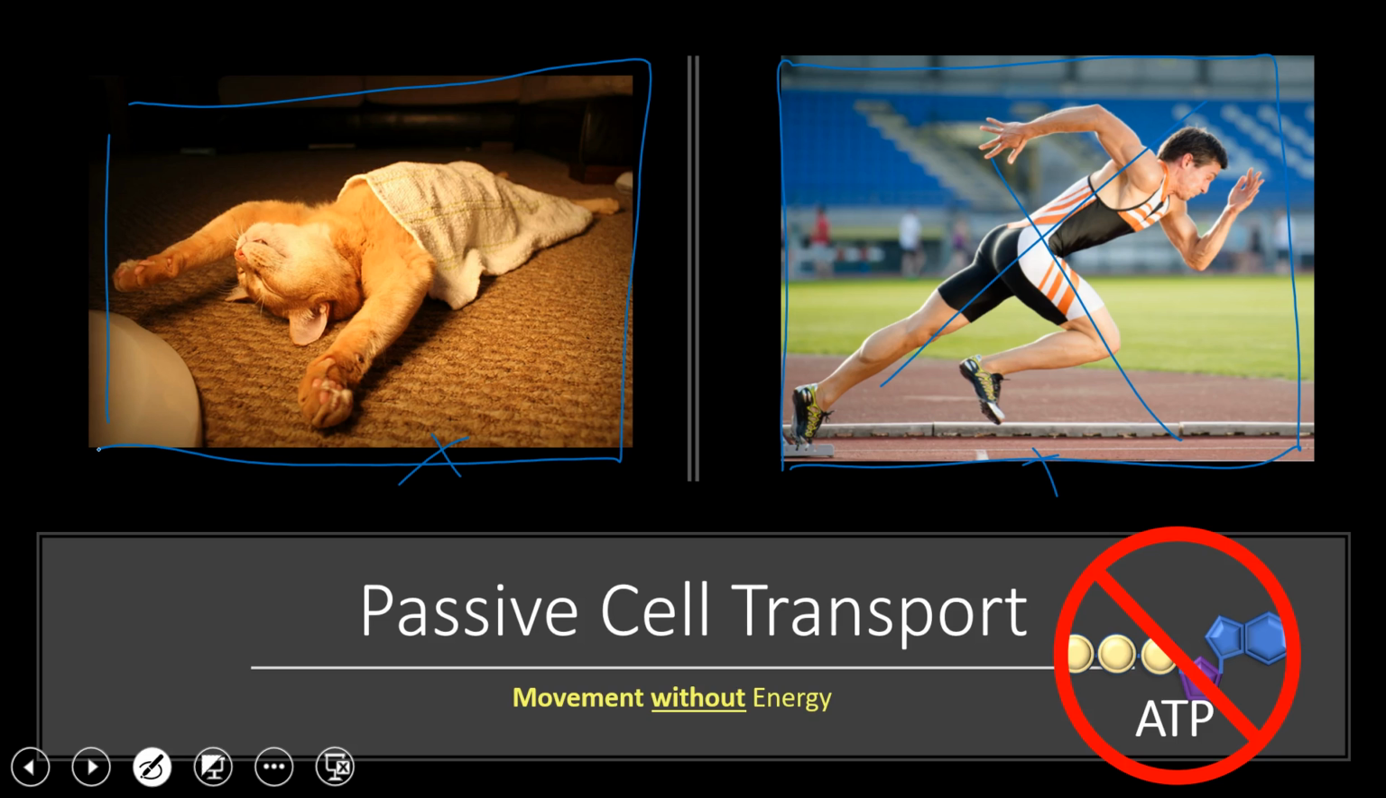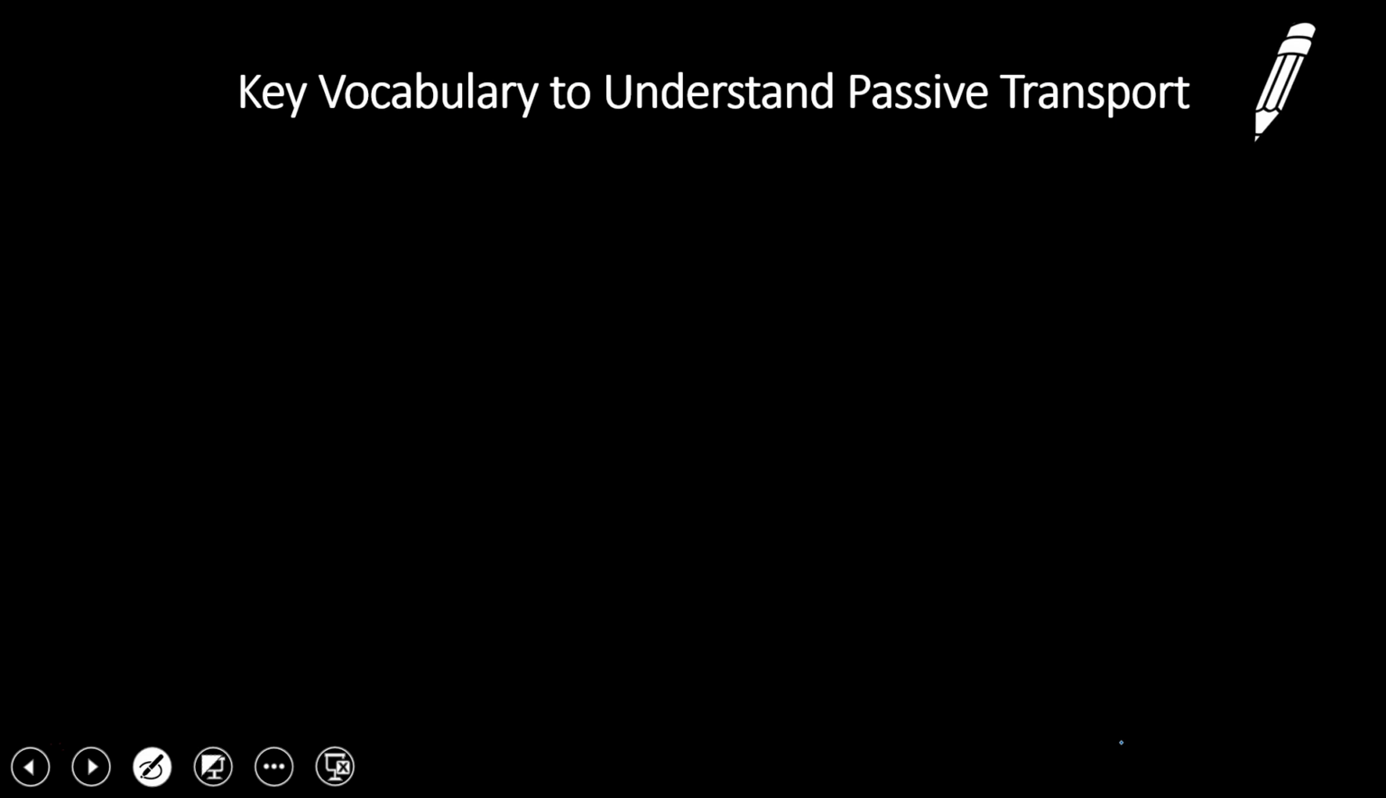And later on, we're going to talk about this molecule right here, ATP, and just a heads up, we're not going to use it today. Okay, so before we get into it, let's go over some key vocab.